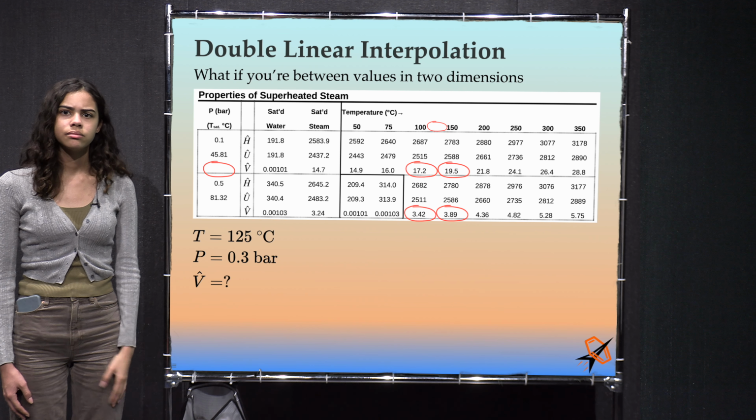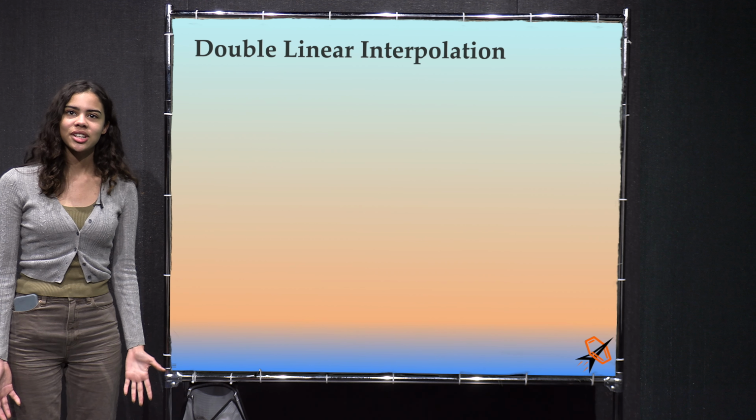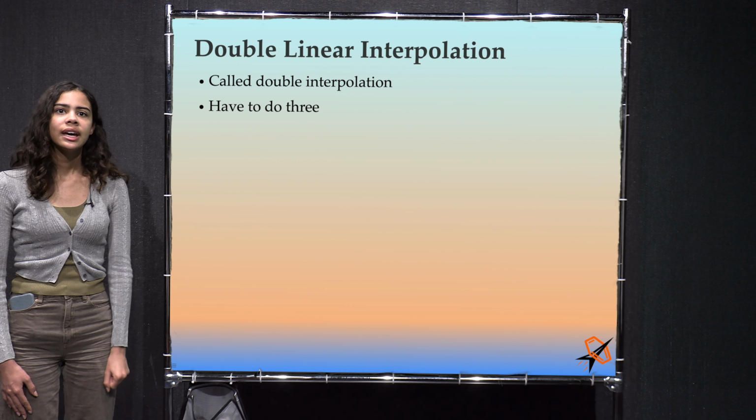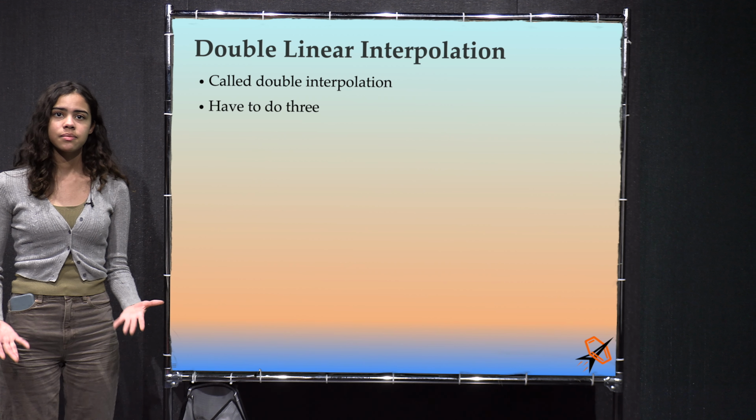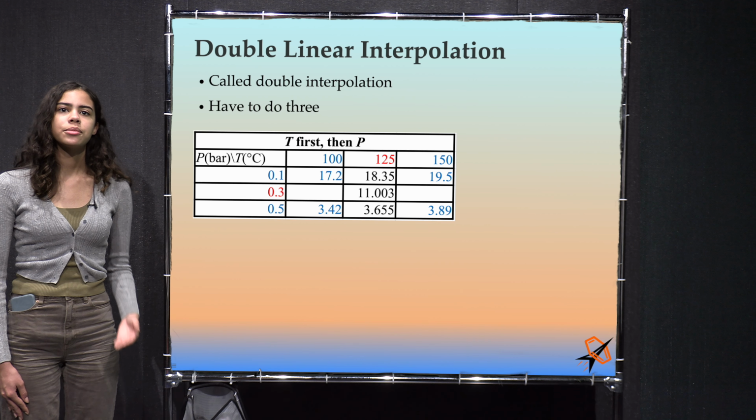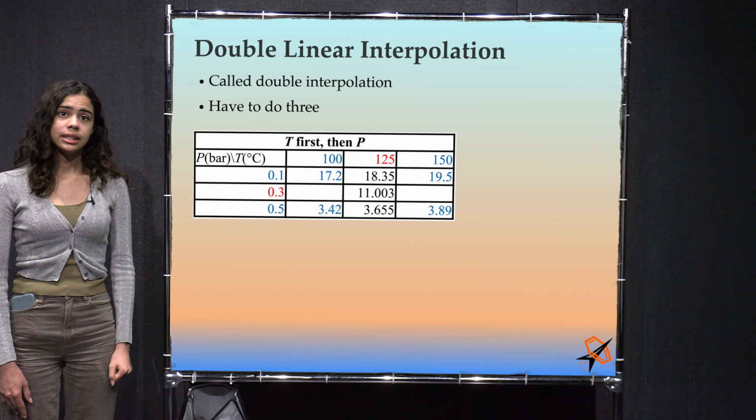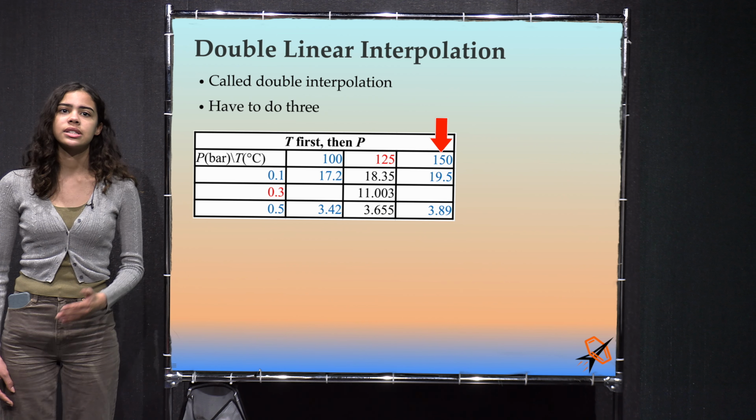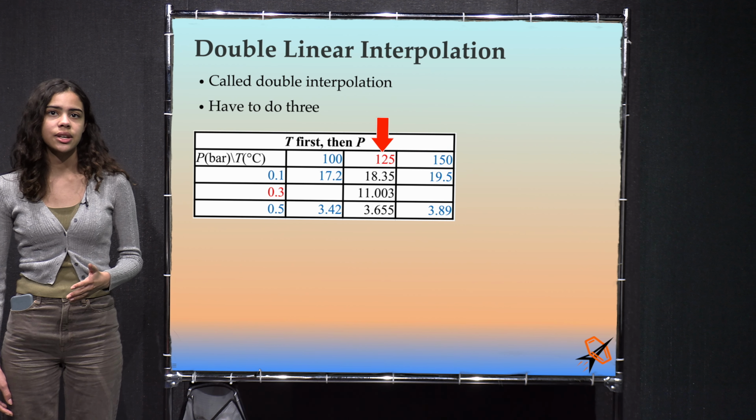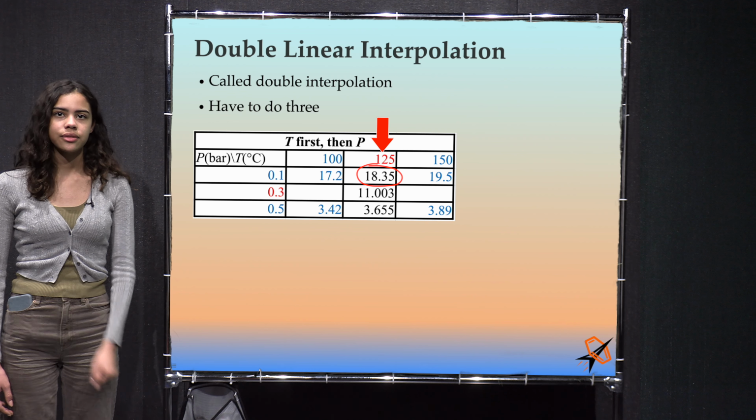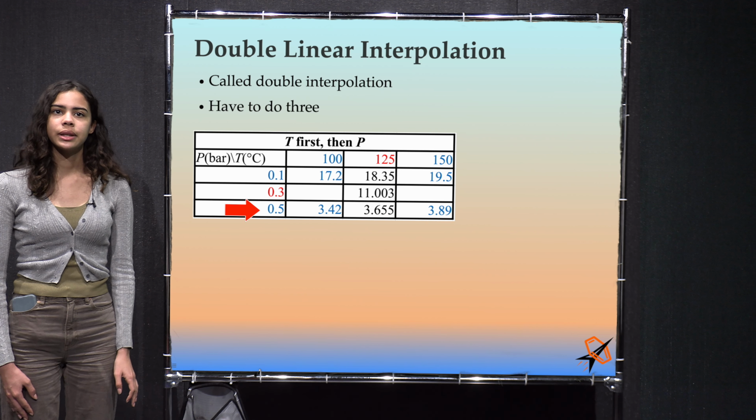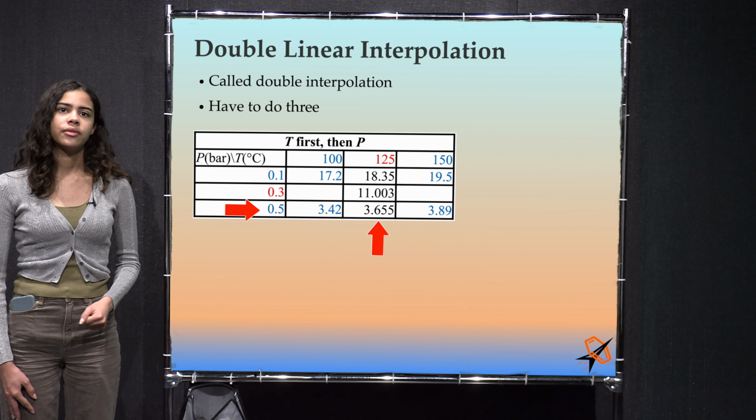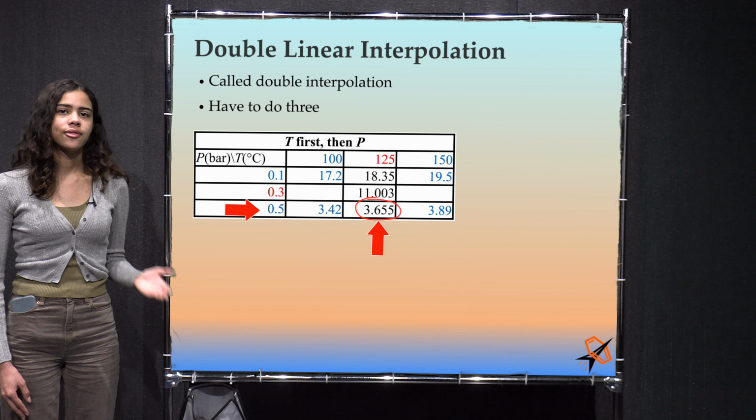So what do we do? Well, we use double interpolation. It's called double interpolation, but we actually have to do 3 interpolations. It's called double because you're doing it in 2 dimensions. Let's start by interpolating on the temperature first, then the pressure. In this case, we will interpolate at 0.1 bar between 100 and 150 degrees Celsius at 125 degrees Celsius, getting 18.35. Then, we interpolate at 0.5 bar between 100 and 150 at 125, getting 3.655.